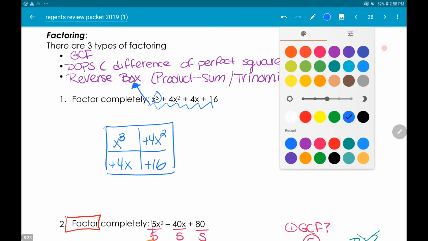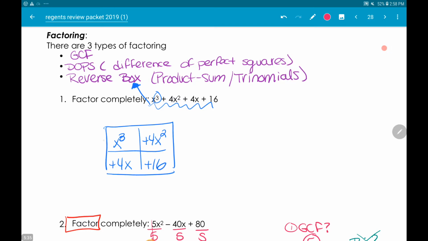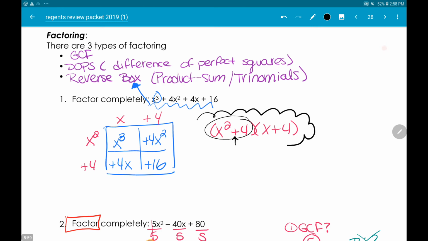And I do the same exact thing. I'm thinking, what times what gets me x cubed? X squared times x. X times what gets me 4x? That's 4. And x squared, and 4 over here too. Okay? I see 2 binomials. Can I break this down? No, because of the subtraction. So this is my final answer.